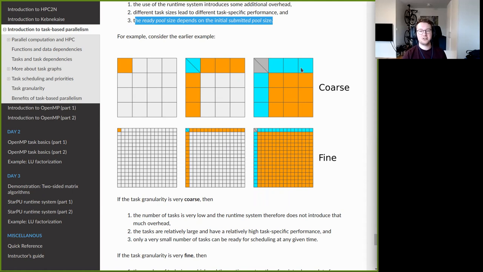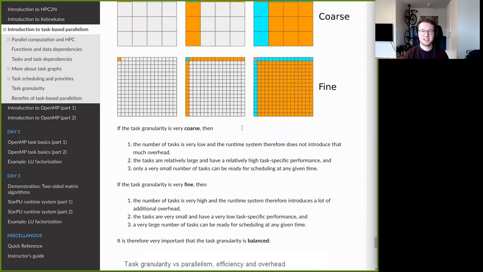We say that in the first example, the task granularity is very coarse. So the tasks are very large, and there are fewer of them. On the other end, the task granularity is very fine. We have a lot of very, very tiny tasks. In this instance, if we make the task granularity very coarse, three things happen.